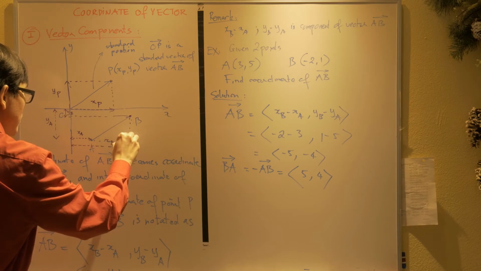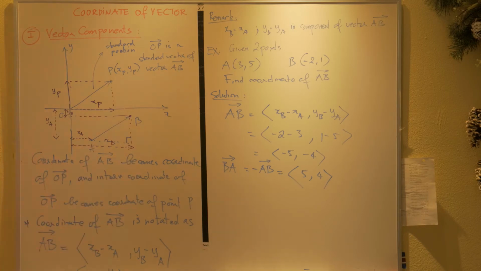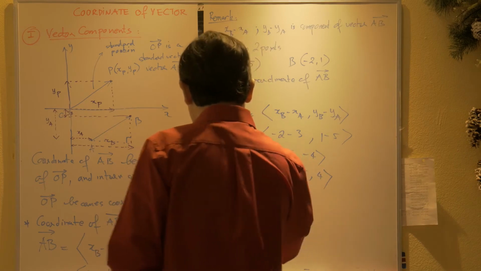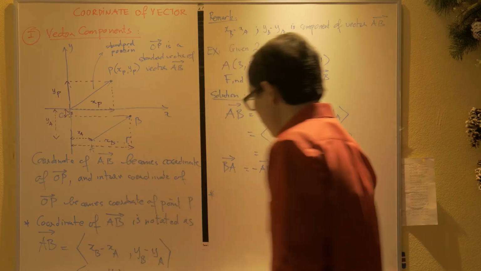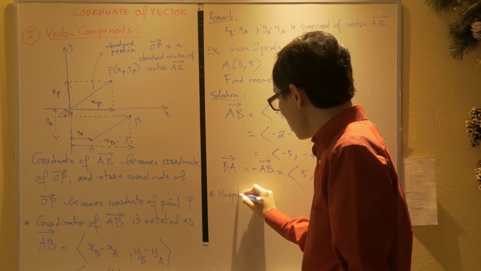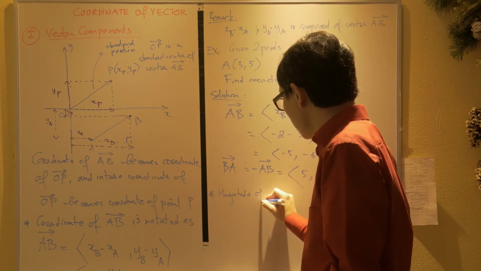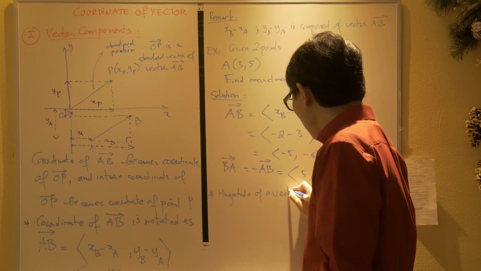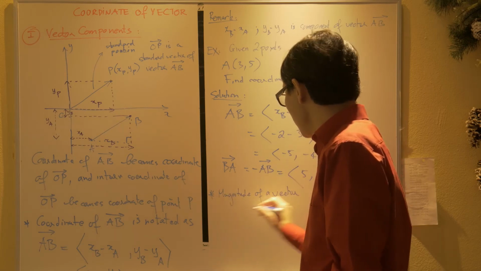This right triangle right here. If you can apply the Pythagorean theorem over there, then you can find the magnitude of the vector easily. Okay? So in the second step, I want to talk about the magnitude of a vector.